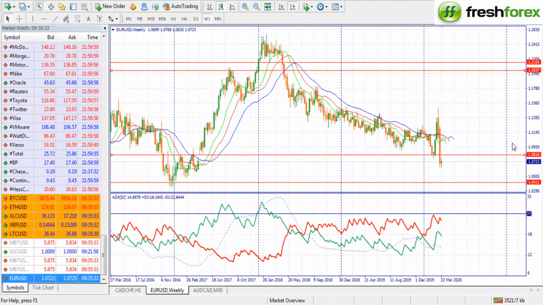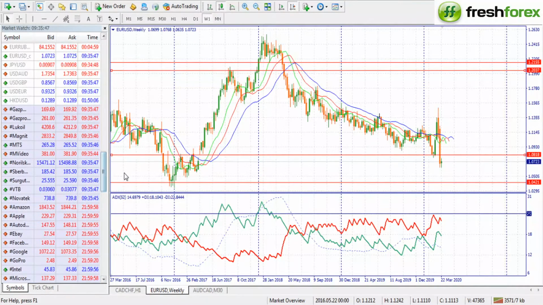1.0818. Expect price to pull back up to that point where you pick a sell up to the level which I've mentioned, 1.0421. So let's move forward to our next symbol. We're going to move to gold.